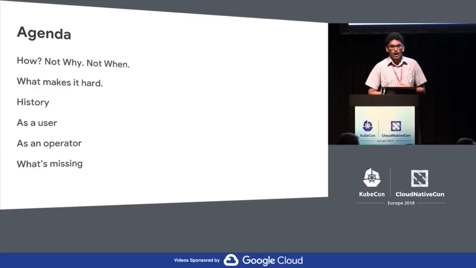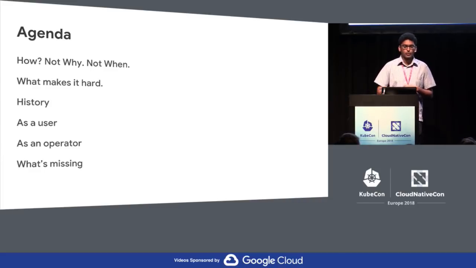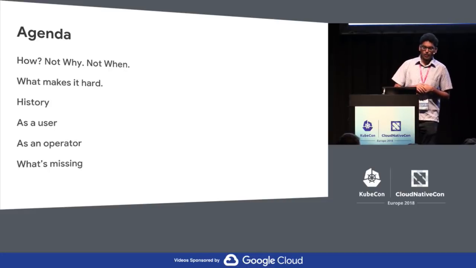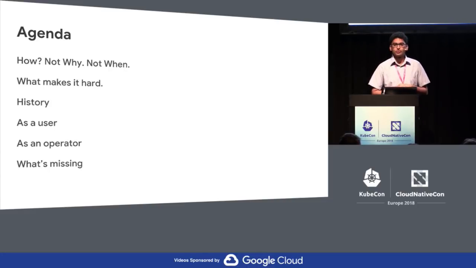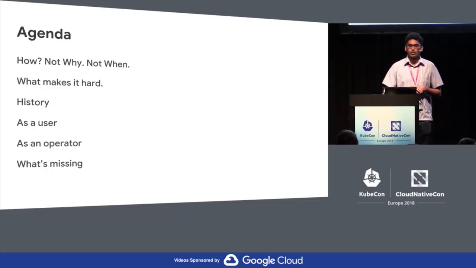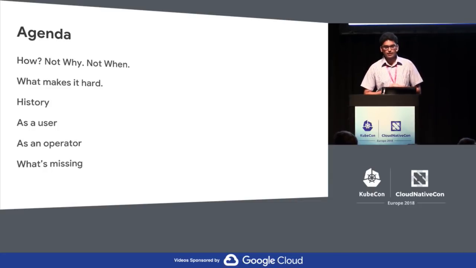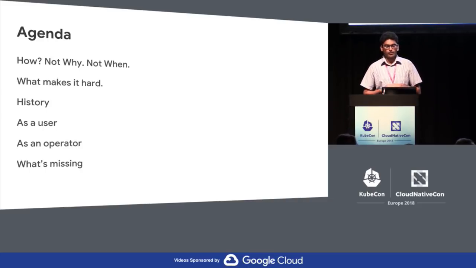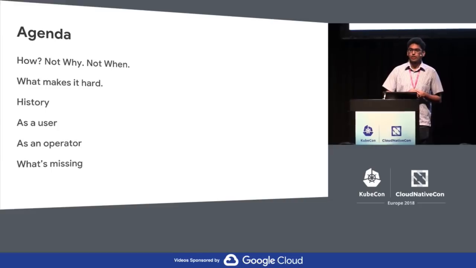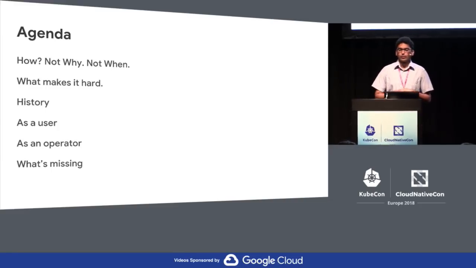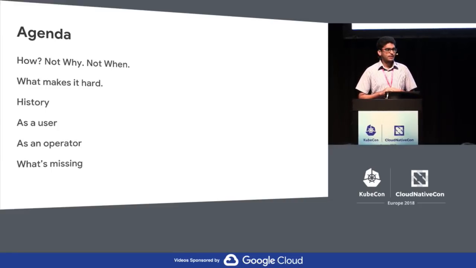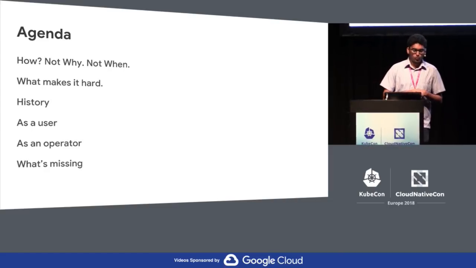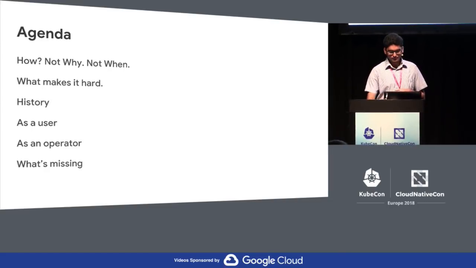So in this talk, I'm not going to talk about why to use GPUs or when to use GPUs. I'm only going to focus on how to use GPUs on Kubernetes. I'll start by talking about what makes it hard to use GPUs from containers. I'll go into a bit of history about the GPU support in Kubernetes. And then I'll talk about what you need to do as a user and as an operator to get GPUs working on Kubernetes. And finally, I'll end with describing what's missing and where the support is going next.